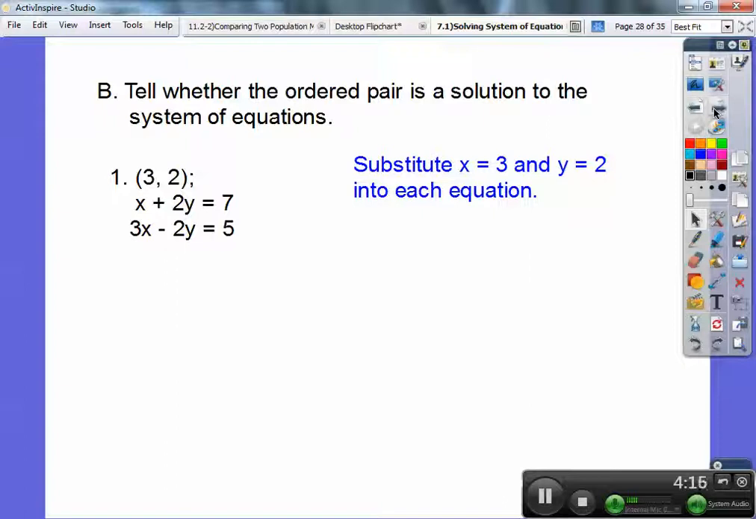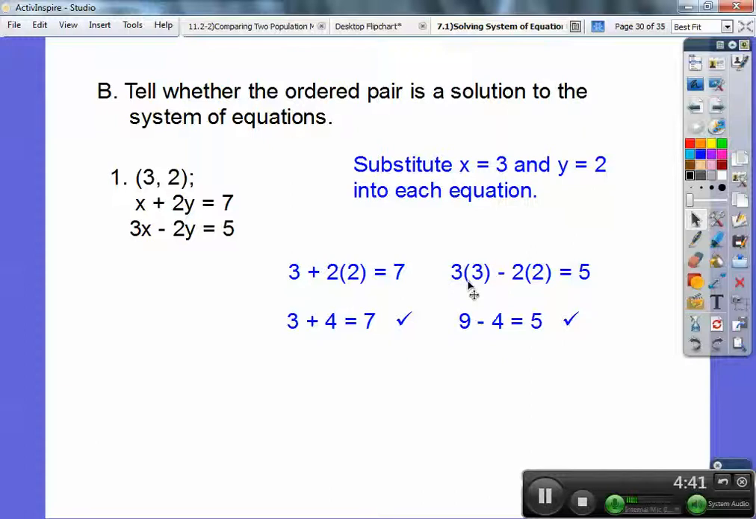So I'm going to substitute x equals 3 and y equals 2 into both equations. Here we go. I have x equals 3, plus 2 times y, but y equals 2, and this equation says it equals 7. On this one, 3 times x is 3, plus 2 times 2, and 2 times 2 is 4. Is 3 plus 4 equal to 7? Yes. And is 3 times 3, which is 9, minus 4 equal to 5? Yes. So they check off in both cases. So yes, it is a solution.